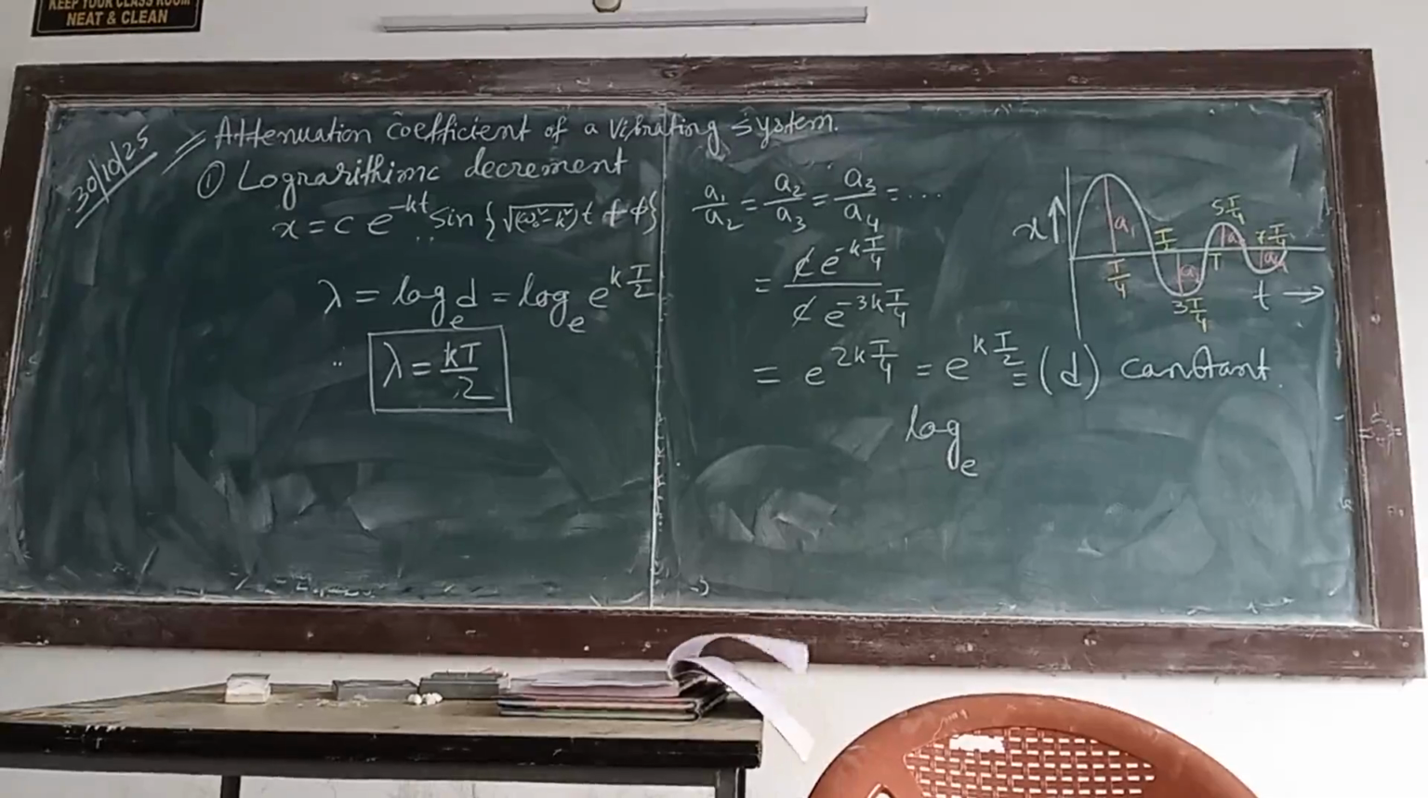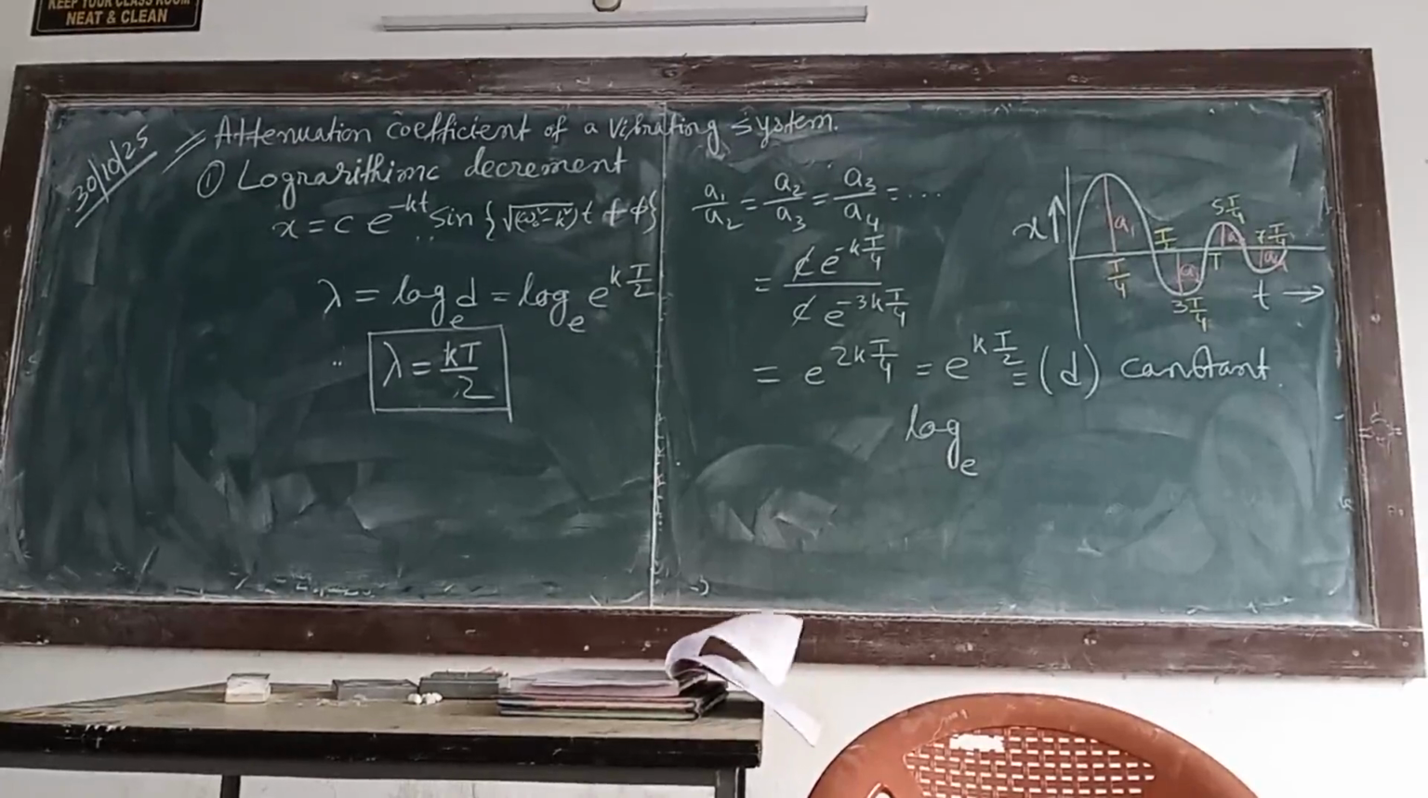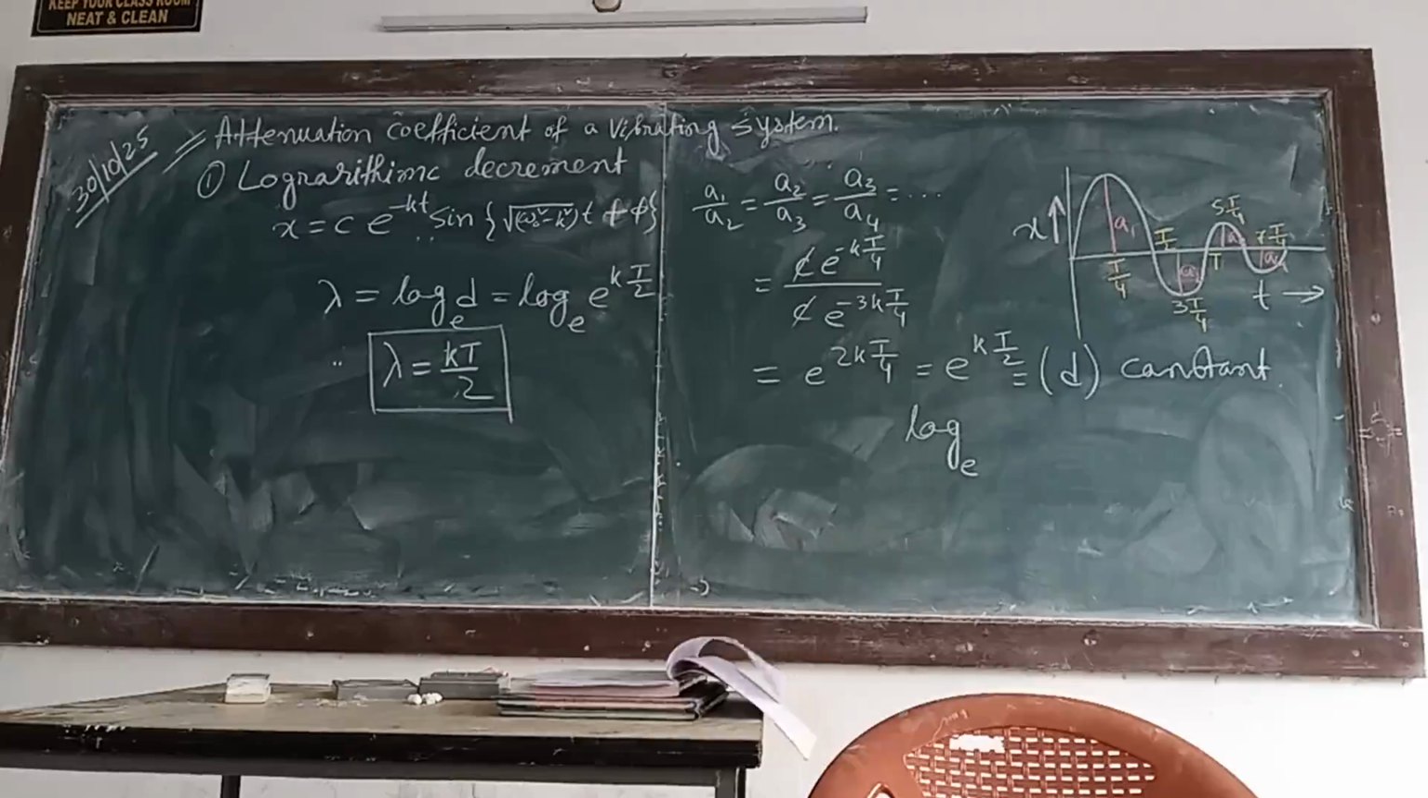Okay, so you can see that lambda is proportional to k. As the damping constant or damping coefficient increases, the lambda also increases. That means the logarithmic decrement increases. That means the amplitude decreases more rapidly as the k increases.